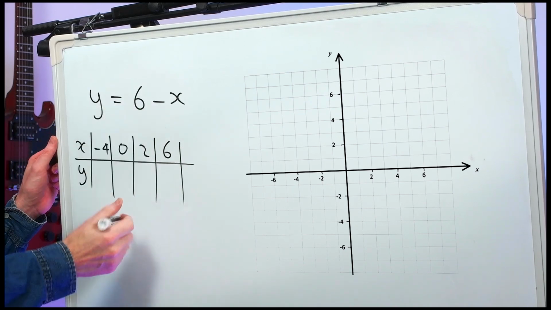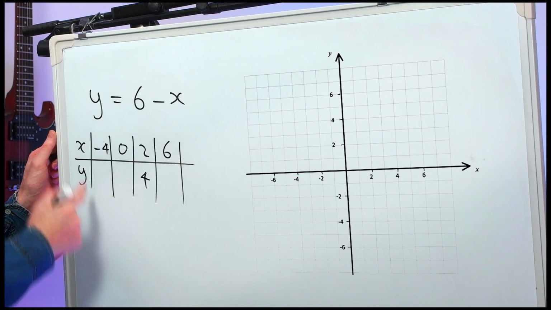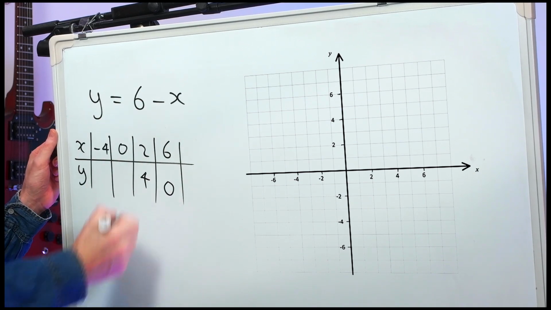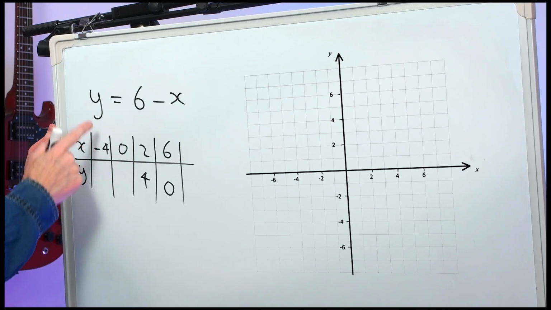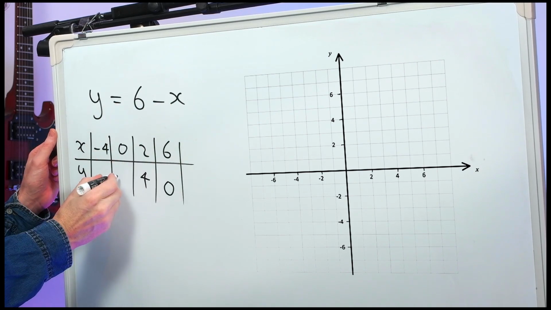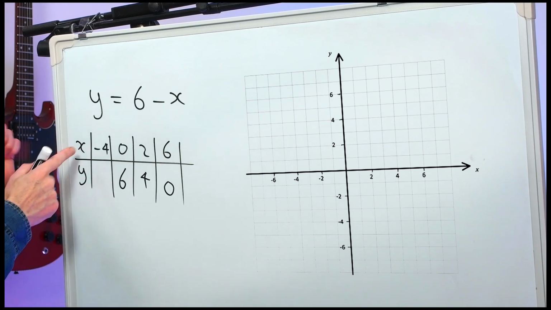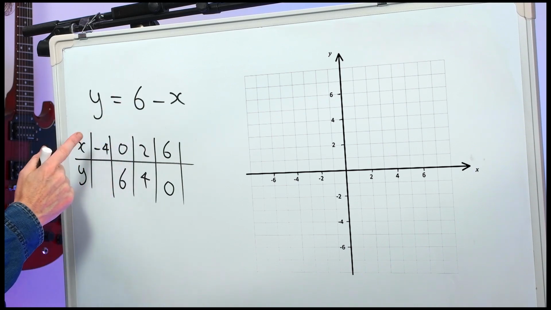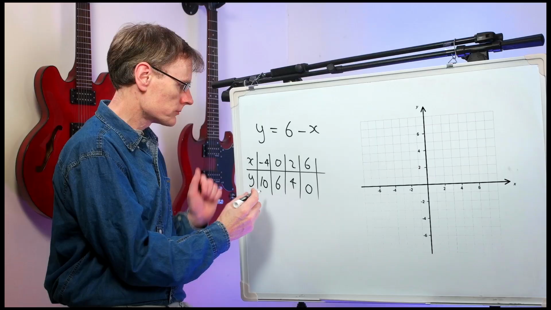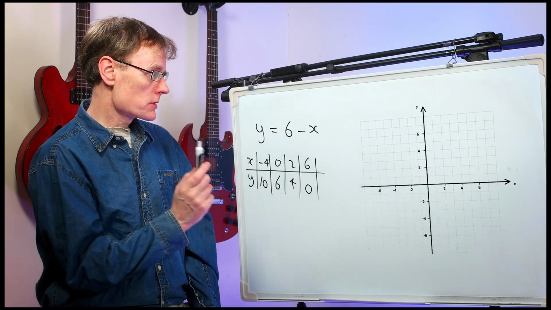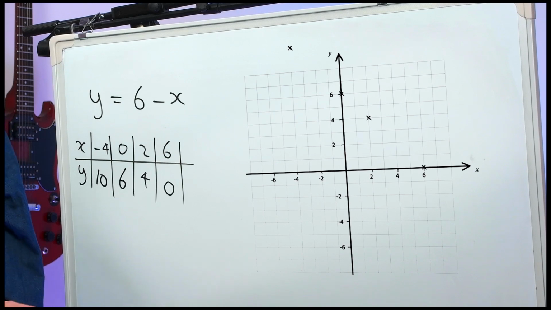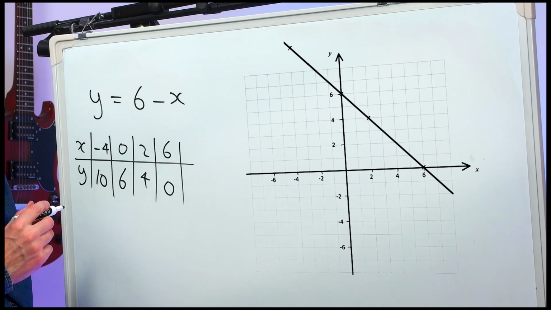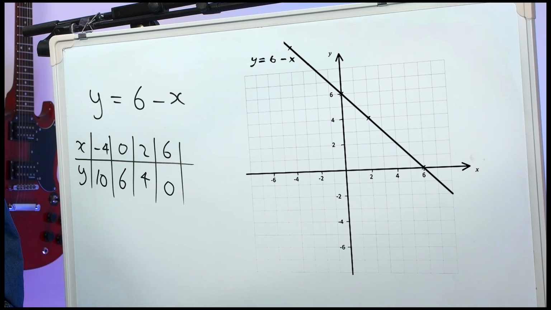Y equals 6 minus 2, that's 4. How about x equals 6? Y equals 6 minus 6 is 0. If x is 0, y equals 6 minus 0 is 6. Now let's try x equals minus 4. So y is going to be 6 minus minus 4, which is 10. So again, we can plot each of those points on the graph, and they should form a straight line. Draw a straight line through all those points, and that is the line y equals 6 minus x.